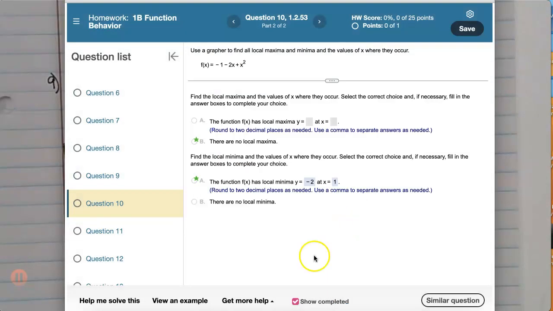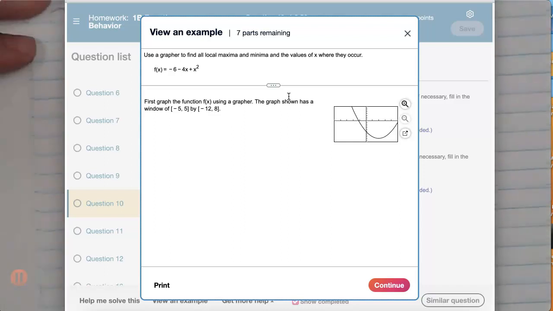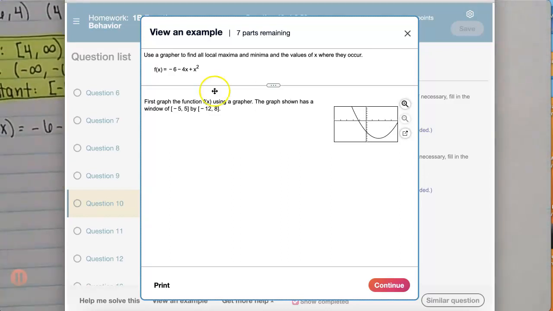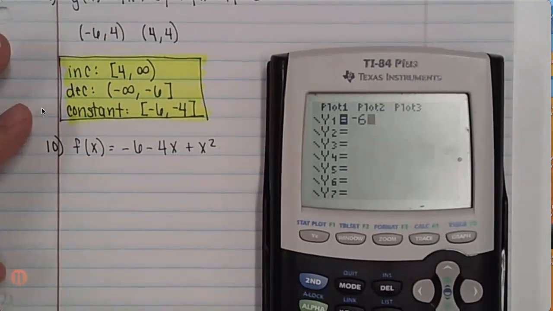All right, number 10. Use a graph to define all local maxima and minima. Okay, so for number 10, we are given f of x equals negative 6 minus 4x plus x squared. Let's graph it. Negative 6 minus 4x plus x squared.